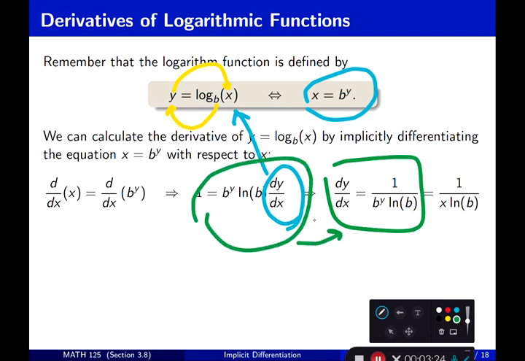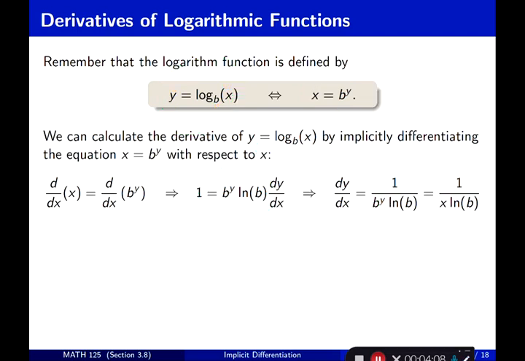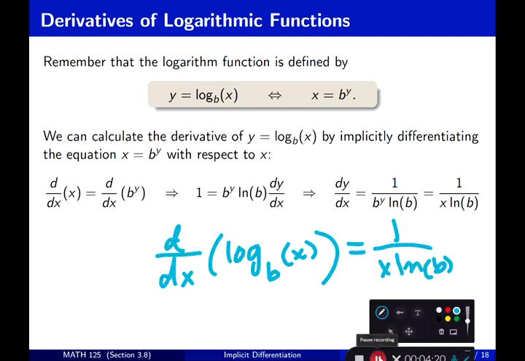Now the next step though is that I have an explicit solution for y. I can replace y here with log base b of x. So b to power log base b of x, according to laws of exponential and logarithm, is going to be x, and that's the formula. So again, the formula is the derivative of log base b of x is equal to 1 over x natural log of b.